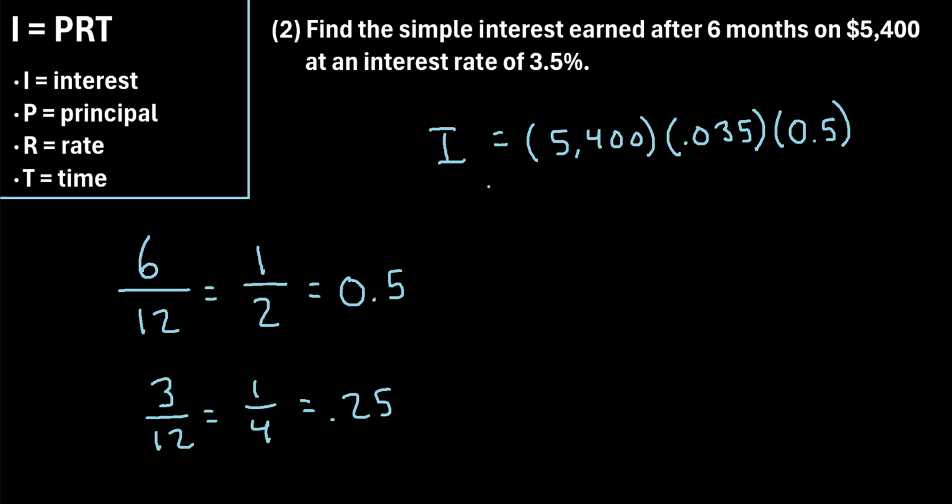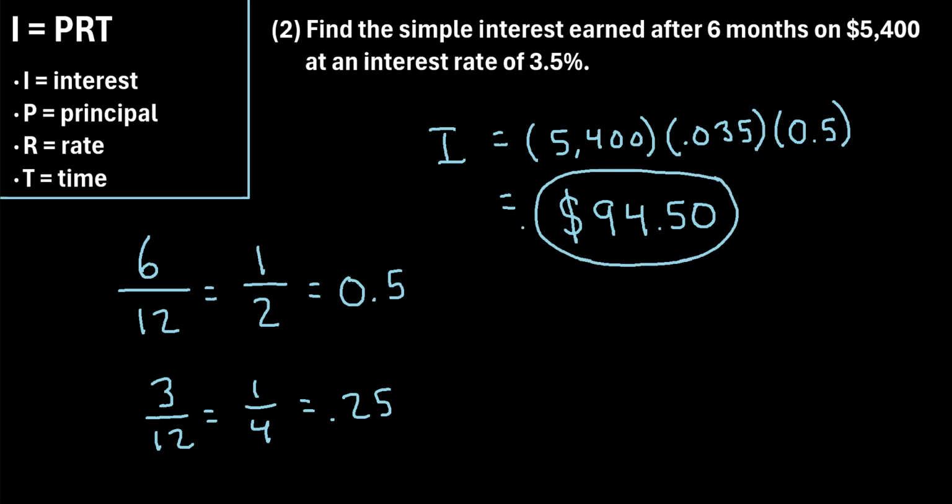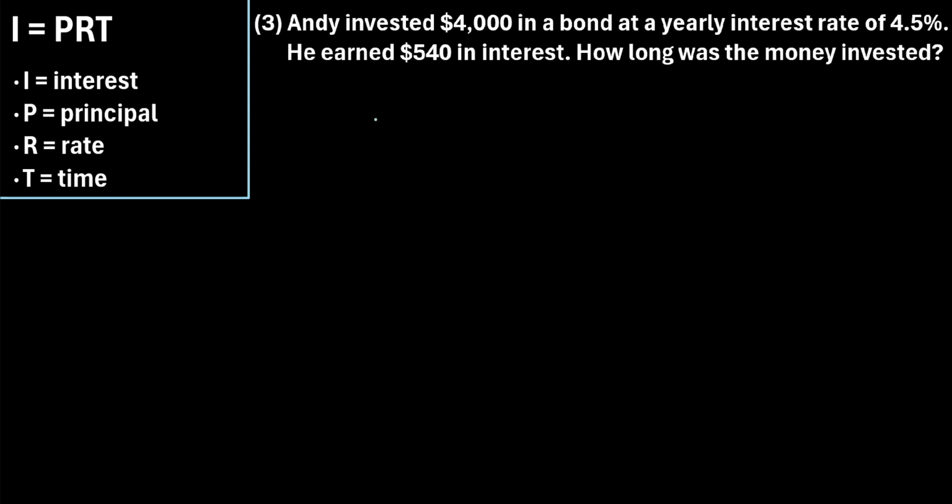So for this one, our final answer is going to be 5,400 times 0.035 times 0.5, which turns out to be 94.5. Now remember, we're talking about dollars, so let's put a dollar sign out front, and we can also put an extra 0 out here to indicate 50 cents instead of just 0.5. So our final answer is $94.50. That's the total simple interest earned based on these numbers. All right, let's try another question.